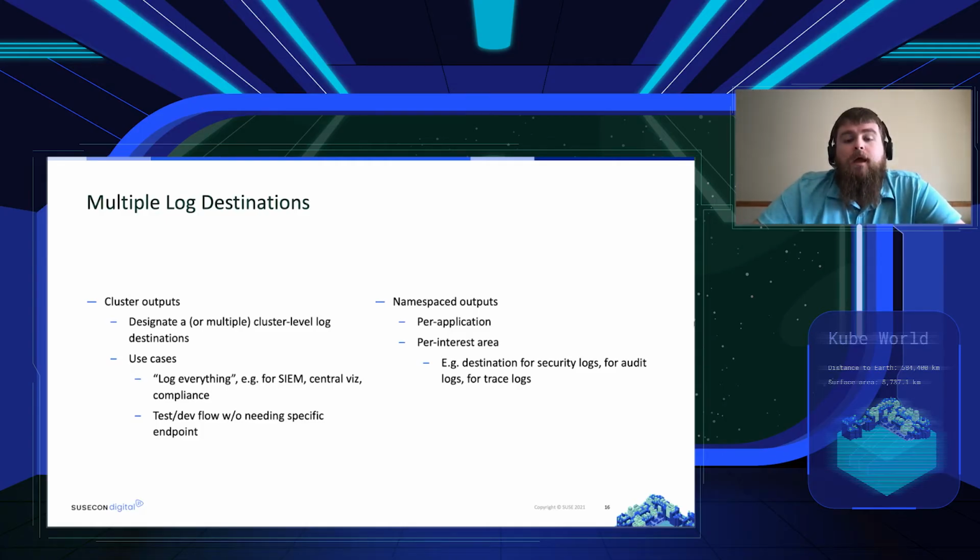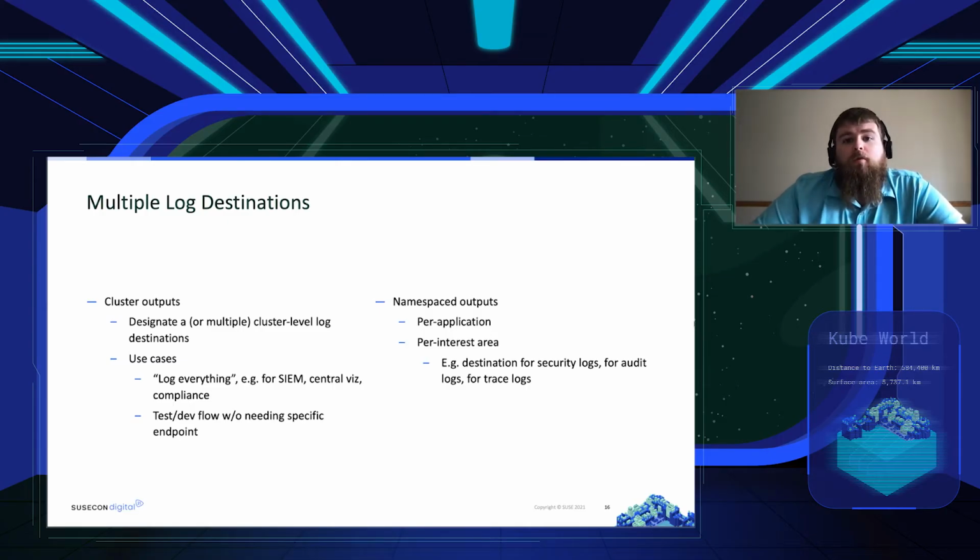When we talk about multiple namespaced outputs, we'll want to separate our outputs on a per application or per interest area delineation. When it comes to per application, I'm talking about having an output for application A, an output for application B, an output for application C. When it comes to talking about per interest area, we may be creating a log output as a destination for security logs, another log output for audit logs or for trace logs.